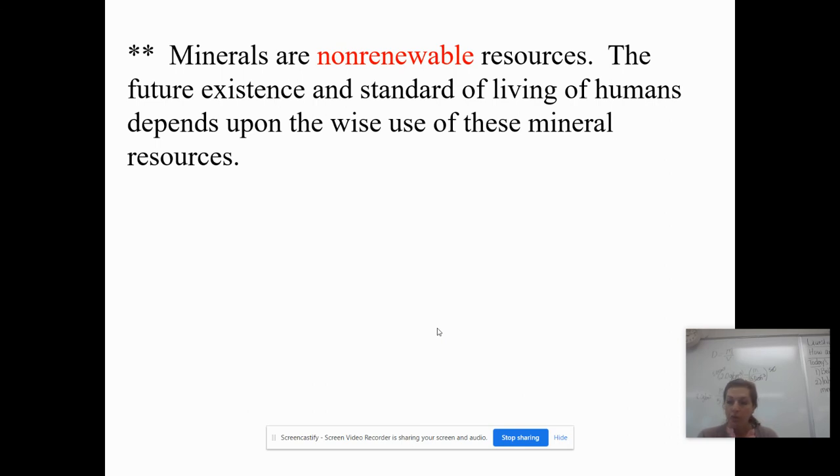Minerals are non-renewable resources. This is very, very important. A non-renewable resource means what was present on the earth when the earth formed is what we're left with. We cannot make minerals. They are non-renewable.